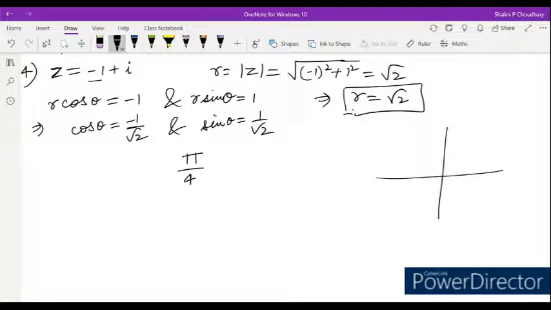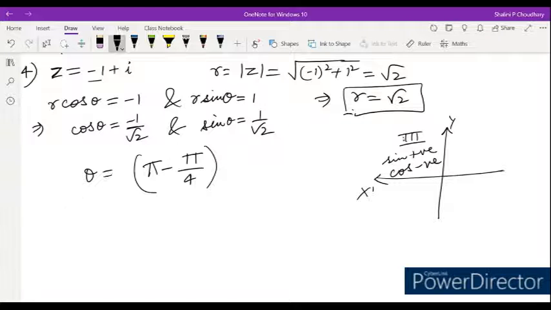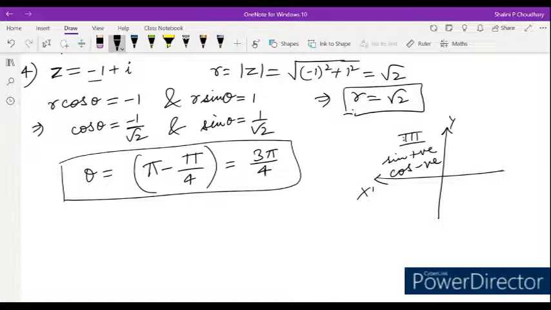But here cos is negative and sin is positive. So cos is negative in this quadrant because the x axis is negative, and sin is positive, meaning y is positive. It means this is the second quadrant, where sin is positive and cos is negative. Okay? So in this quadrant, what we have to do, pi minus pi upon 4 we need to write. Theta will be equal to pi minus pi upon 4. That will be equal to 3 pi upon 4. Okay. So we got the value of theta, and the value of r you got.